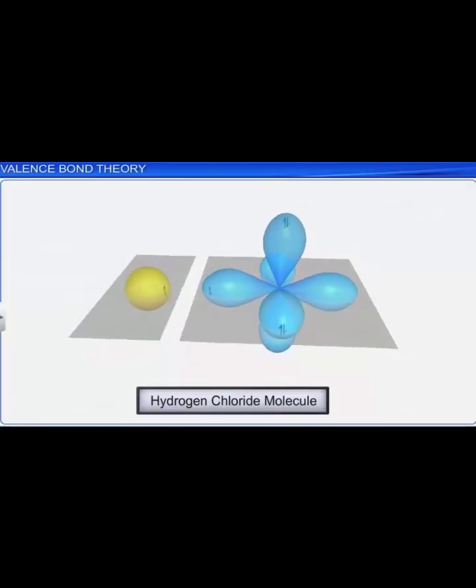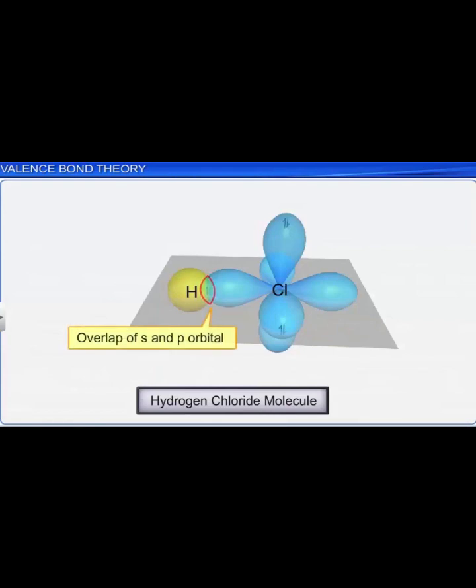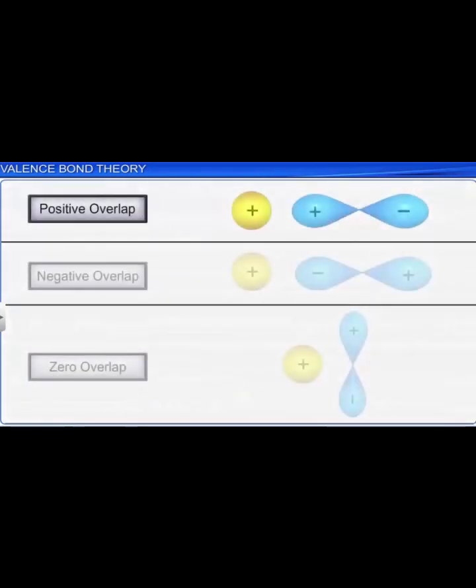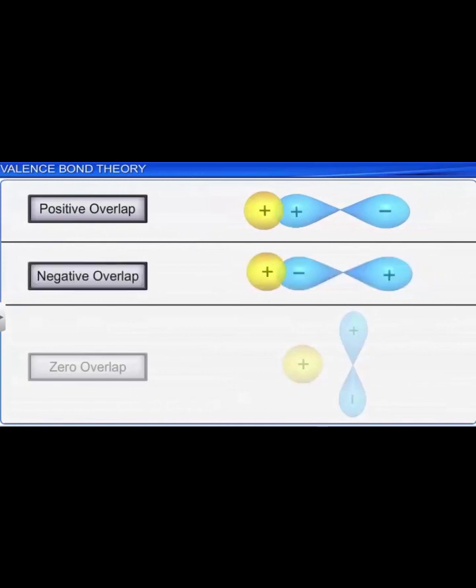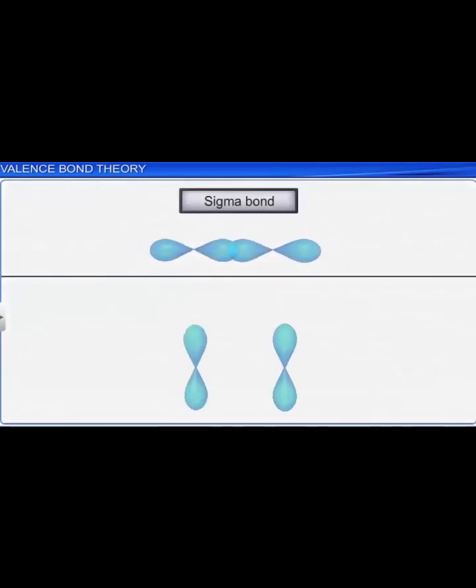Another example is the formation of a hydrogen chloride molecule. Here, when hydrogen atom approaches chlorine atom, a bond is formed due to the overlapping of s and p orbitals. The overlap can be positive, negative, or zero depending on the properties of the respective overlapping orbitals. Based on the overlapping of orbitals, two types of covalent bonds are formed. These are known as sigma and pi bonds.